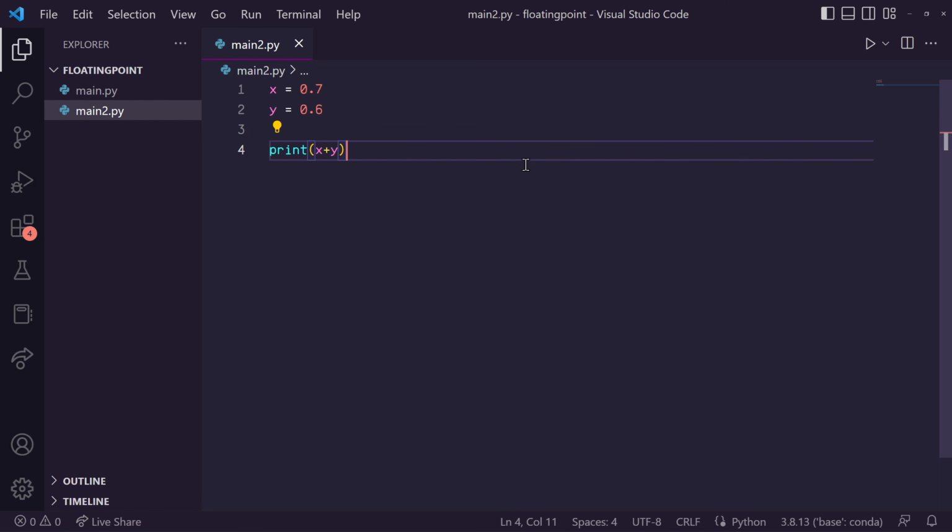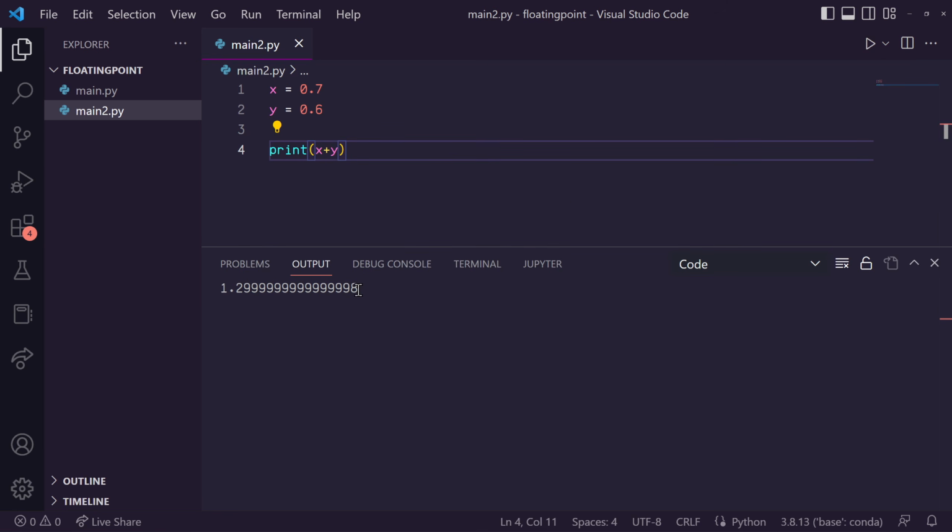Hey everyone, have you ever encountered this while programming? Let's say I have two variables here, x and y, where x is 0.7 and y is 0.6, and then I try to print x plus y down here. Well, we can run this and we're gonna expect 1.3, except we don't get that. We get this 1.2999 repeating. Well, that's not right, so what's going on here?